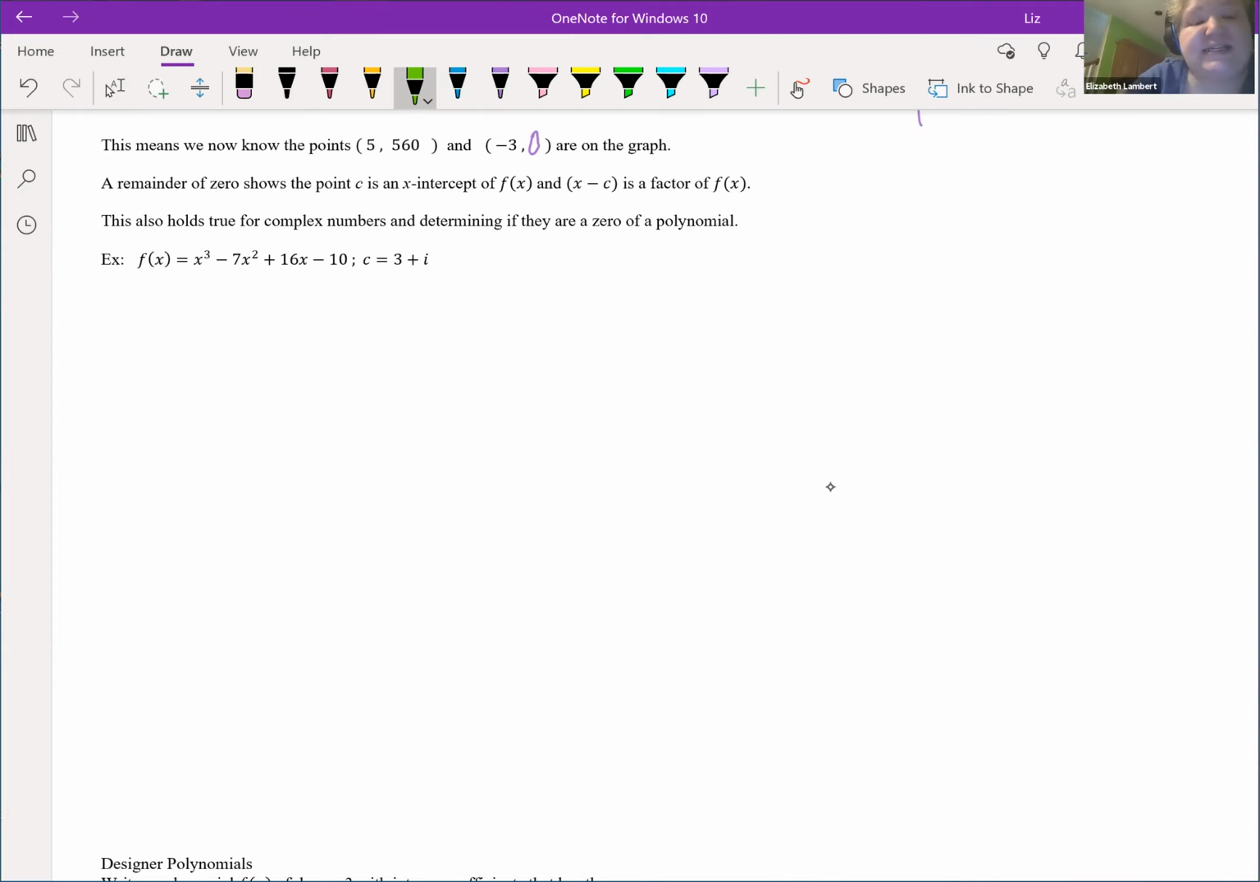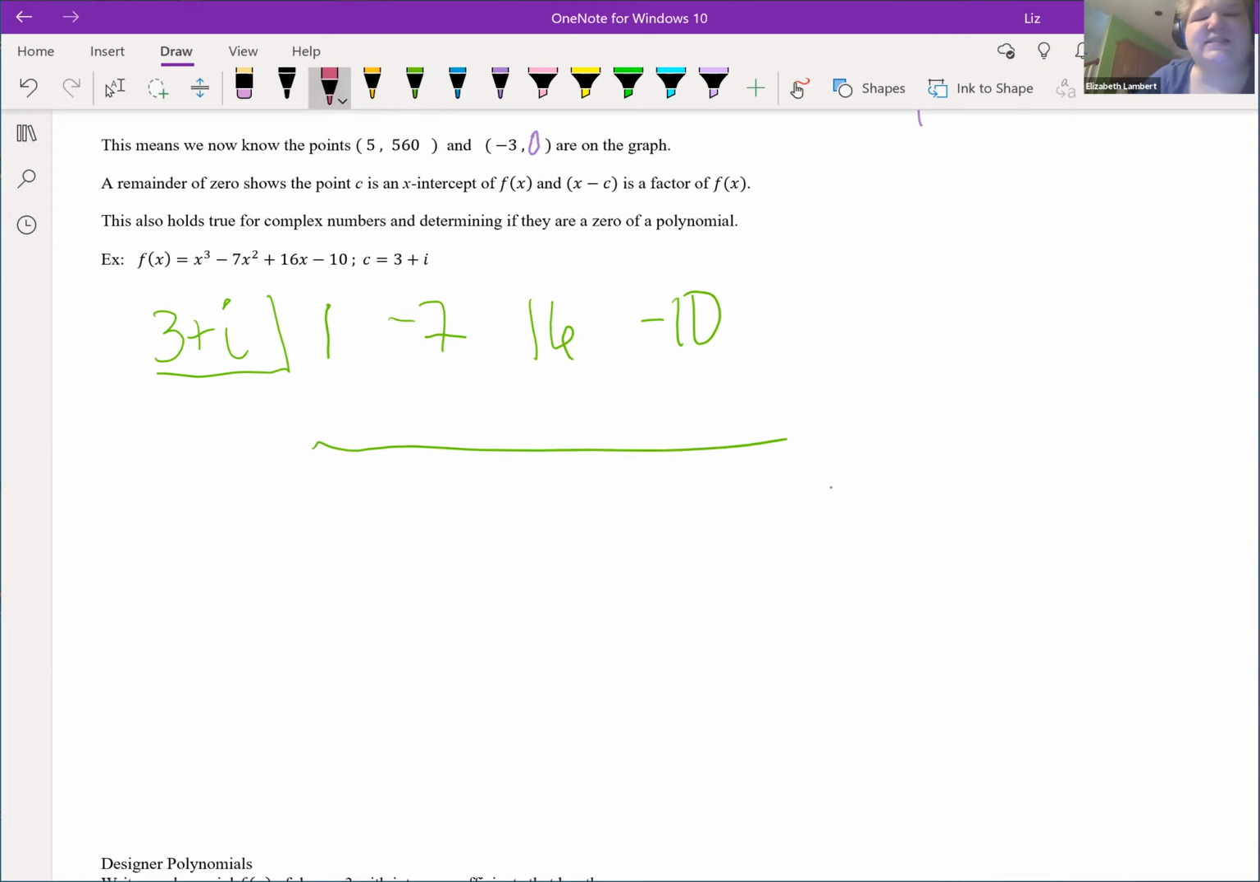All right, so they tell us C equals 3 plus i. So that is what I'm going to write in the box, as it were. And then our coefficients, cube, squared, linear, constant. All right, we got all of those. So a 1, a -7, a +16, and a -10. So the process is identical. It's just what we're going to be writing underneath those is going to look a little bigger. And we're probably going to have to take some stuff to the side and work the multiplication out. First step is still the same though.